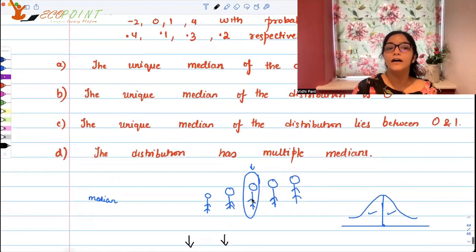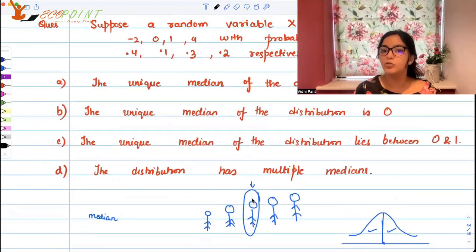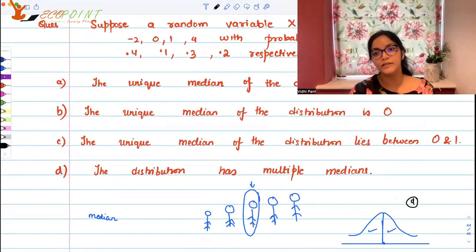And the answer is that the distribution has multiple medians, because 0 and 1 both will be quoted as the median. So D should be the correct answer. And that's the way to find the median for a discrete random variable. I hope you will remember this fact from now on.